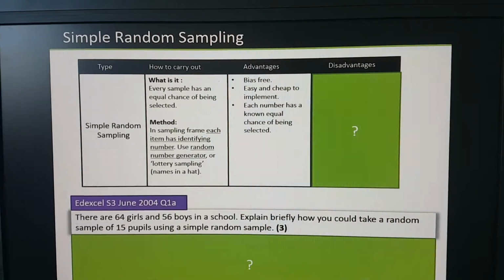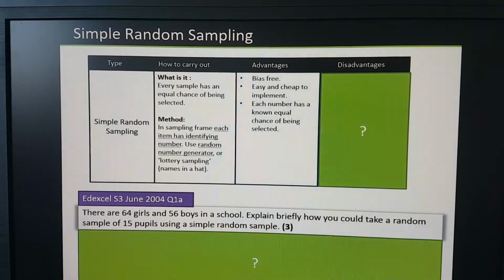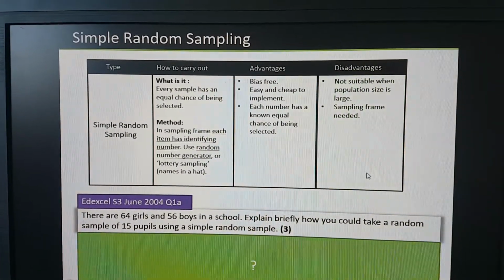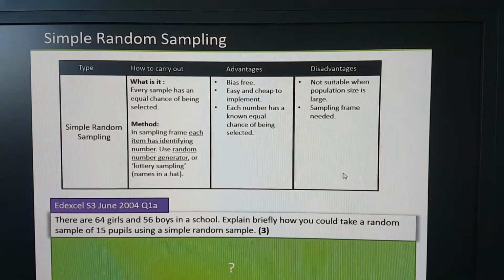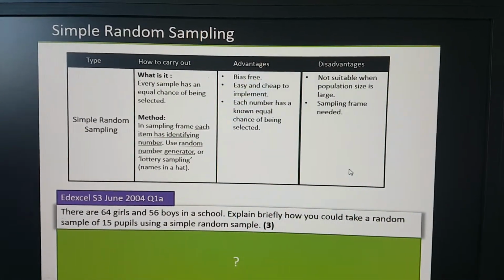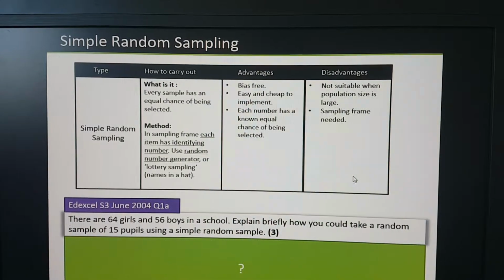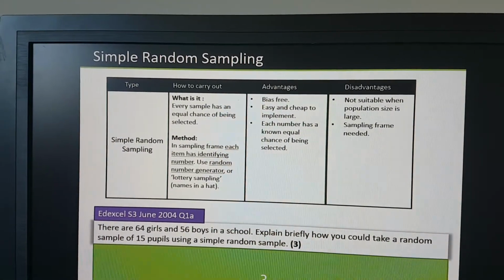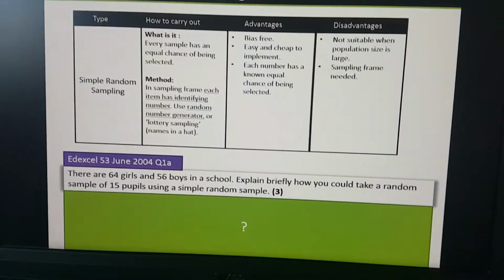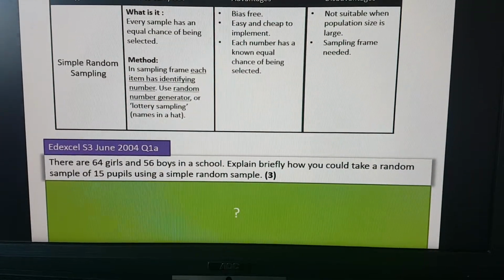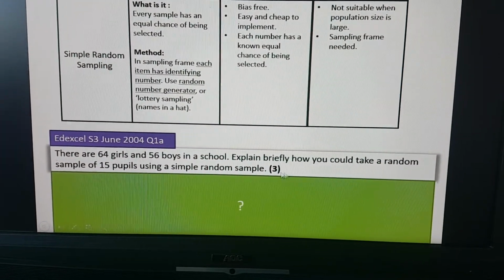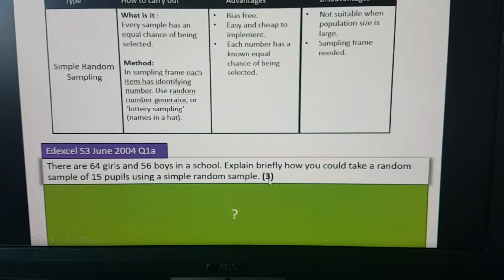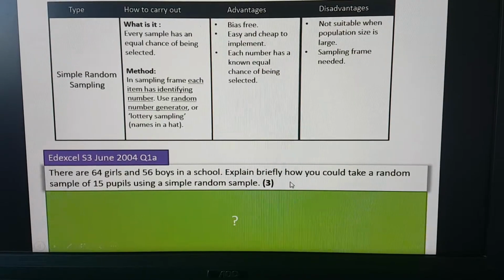So the advantages we said about them are bias-free and easy. Each number has an equal chance of being selected. The disadvantages are that it is not suitable when we have a large population, and also a sampling frame is needed. As we said, a sampling frame is a list formed by named or numbered sampling units of a population. This is an example of an exam paper. So if it's 3 marks, that means it should take you about 2.5 minutes.